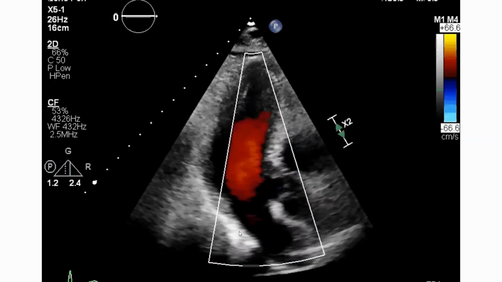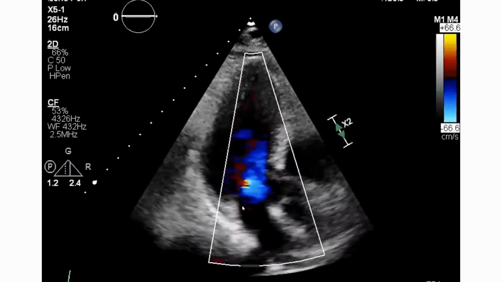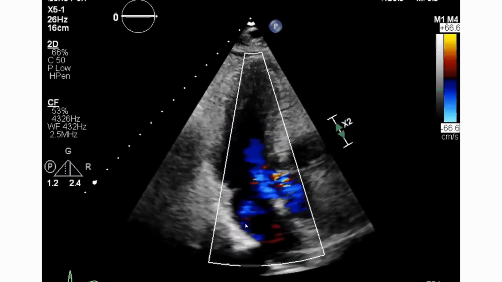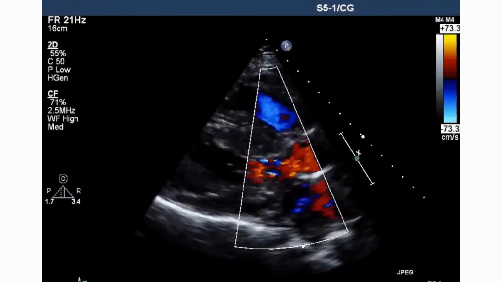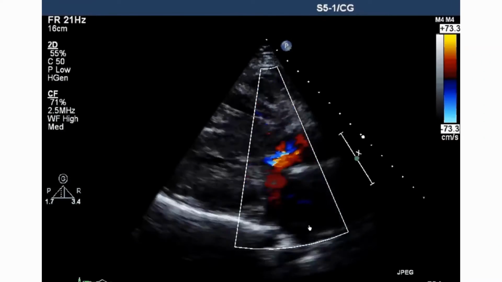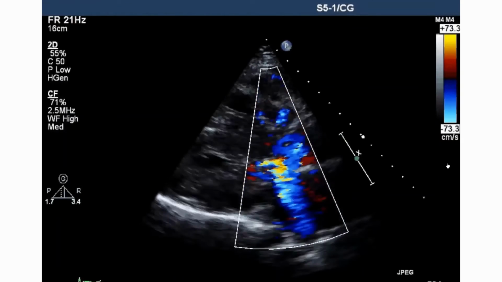So here you can see, same patient there, you've got this mid to late systolic onset of this eccentric jet. Here's another case. Again, it's just more of a little flash, if anything, towards mid and late systole.